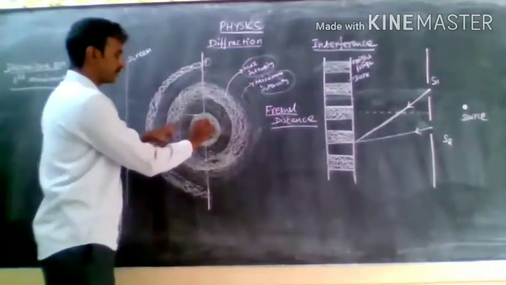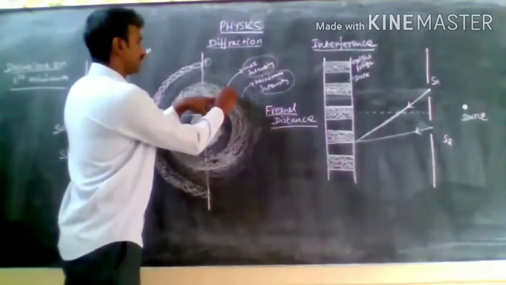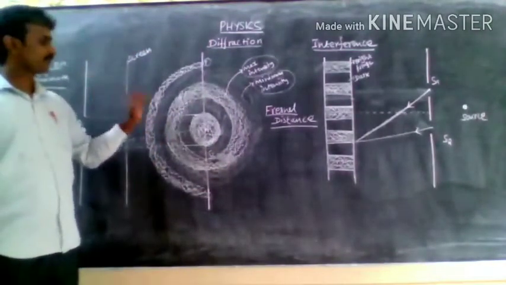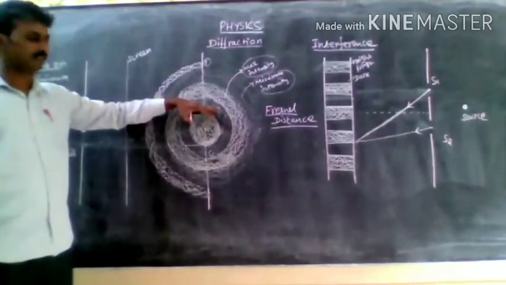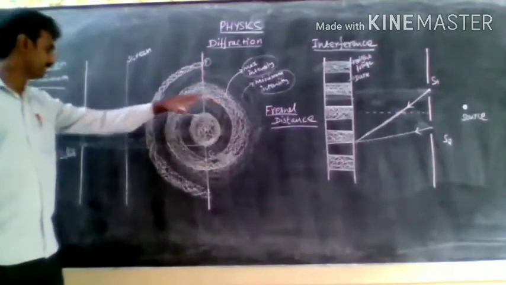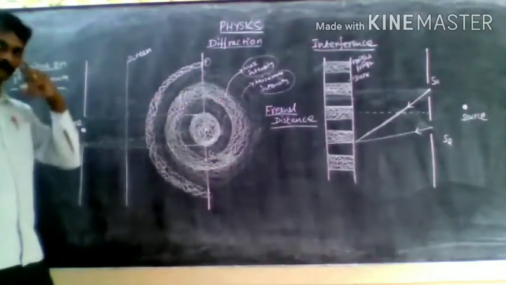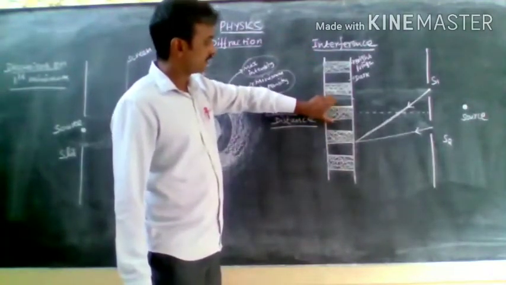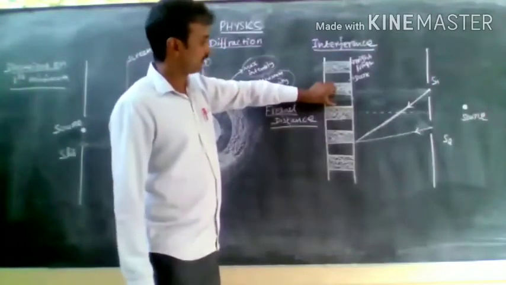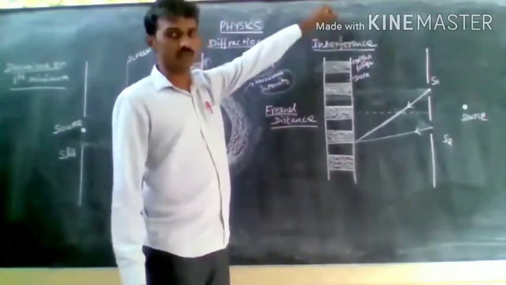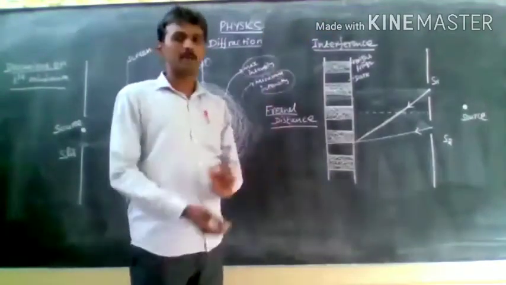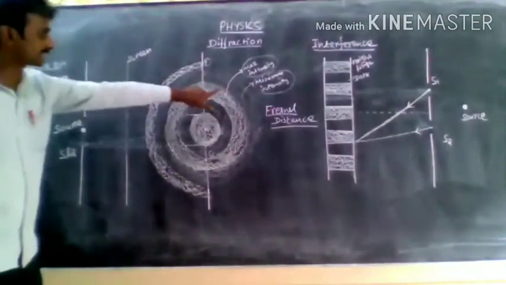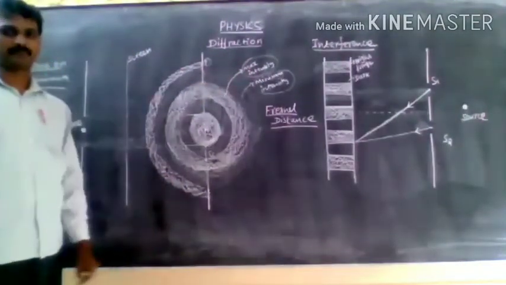So this is a maximum intensity point, minimum intensity, maximum intensity, minimum intensity, and so on. In the diffraction pattern, the minimum intensity is not dark; it is equal to half of the intensity of the source. But in the interference pattern, we obtain fringes like this: bright, dark, bright, dark, and so on. So in the interference pattern we obtain bright and dark fringes, but in the diffraction pattern we obtain only maximum and minimum intensity fringes.